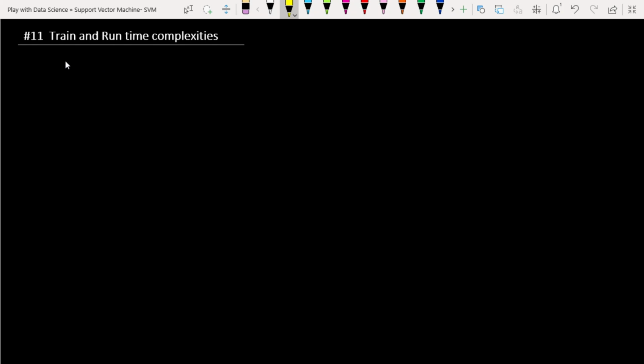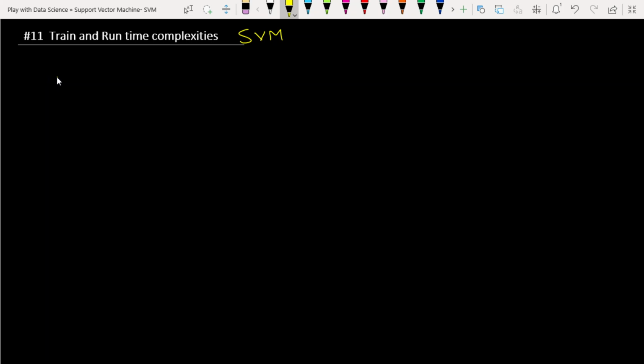So in this lecture, we are just going to discuss the training and runtime complexity of our SVM, the algorithm we discussed in previous lectures. I think till now the algorithms are clear to all of you. So let's see how the training time complexity and runtime complexity work.